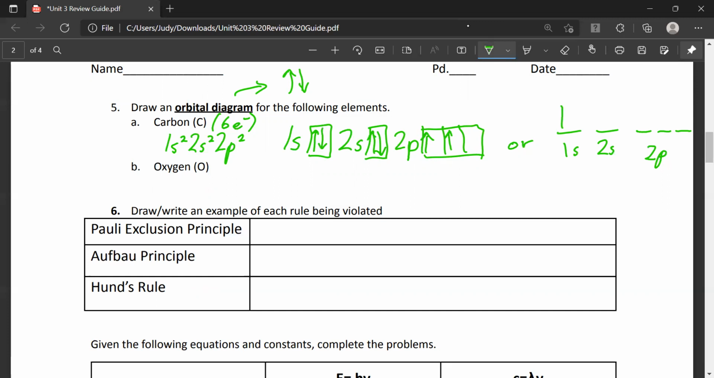Now, another way you can write down the next one is pretty much the same thing, but I'm just going to put it just like that. Okay, so pause the video and try out the next question on your own.